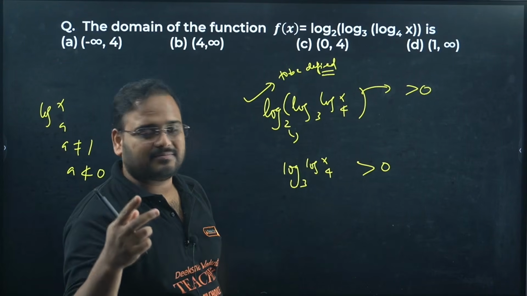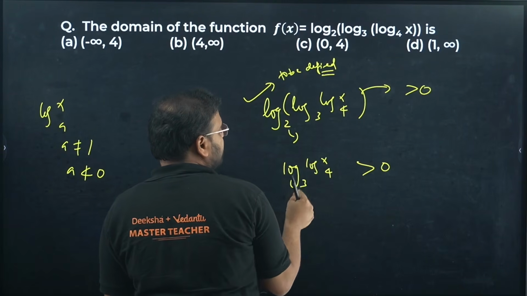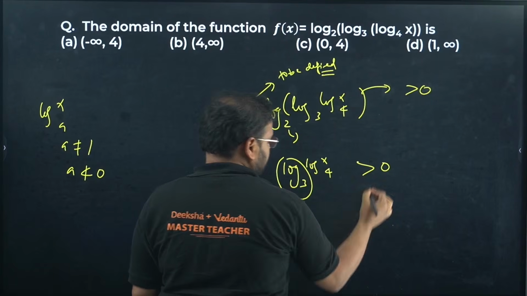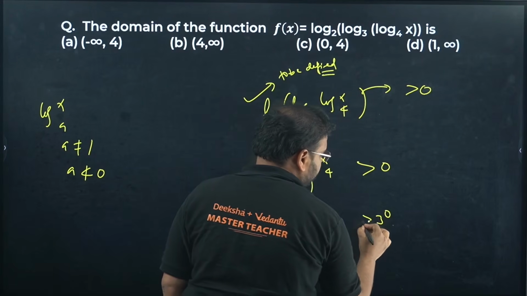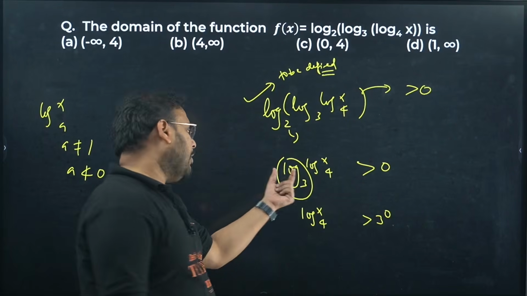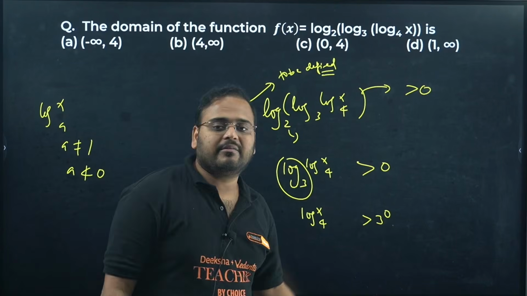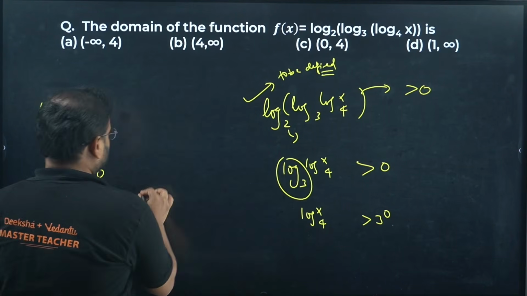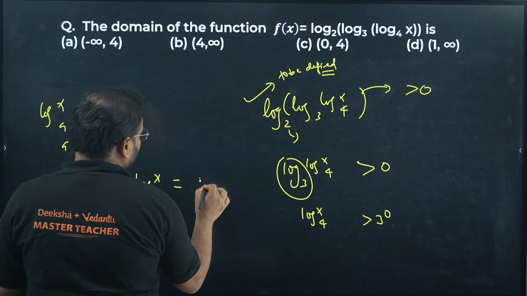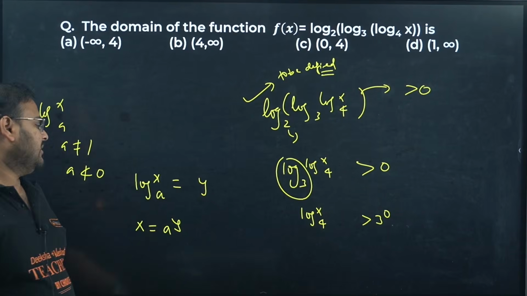Now in this, simply apply the base change result, which means log to exponential function. When you apply that, this 3 moves over here. You can eliminate this log and write here 3 power 0, and over here you'll have log of x with the base 4. This outside log has moved to this side as an exponential function. Same base, remember this result I'm using: log of x with the base a equals y, then I write x equals a power y.